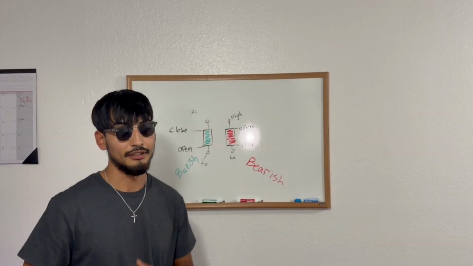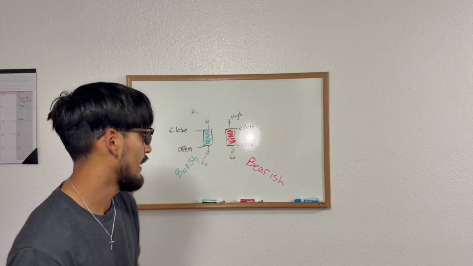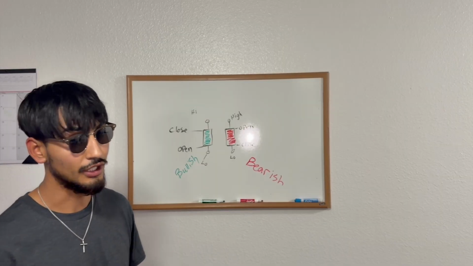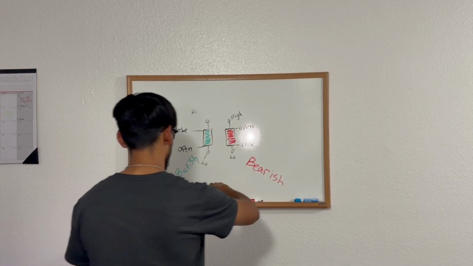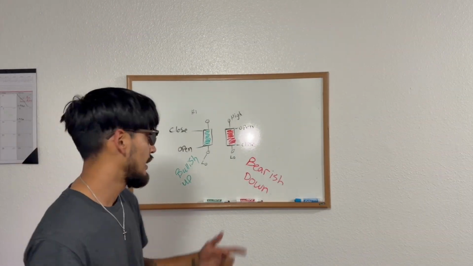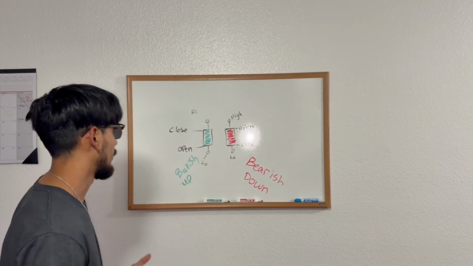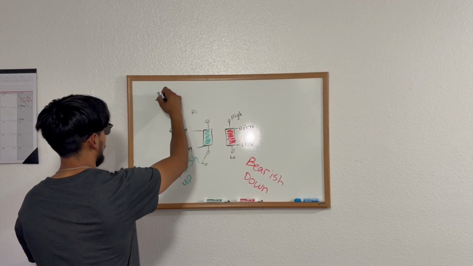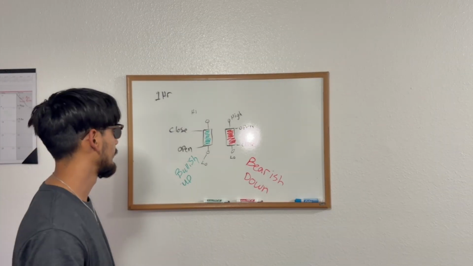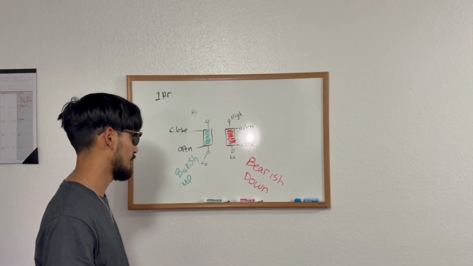That is the anatomy of a candle: how it opens, how it closes, how it forms. And the difference is the bullish and bearish. Okay, so bullish means up, bearish means down. Also, each candle represents whatever time frame you are trading. So if you are in the 1 hour time frame, each candle will represent 1 hour of time. If you're on the 4 hour, it'll be 4 hours of time, and so on and so forth.